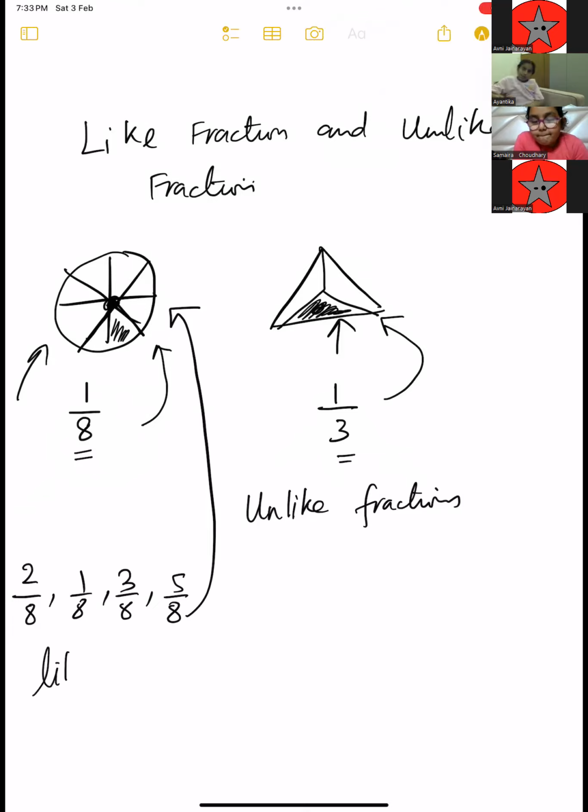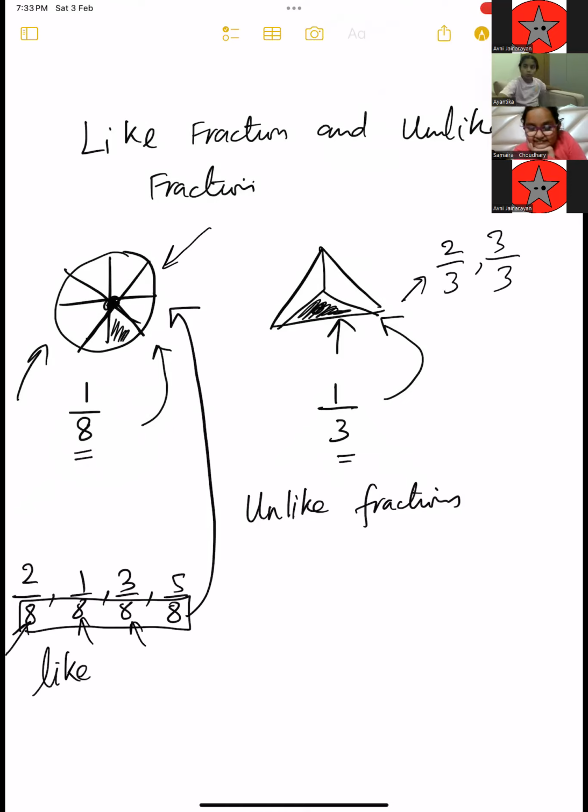It's all like fraction because they are part of the same fraction. Every denominator is same. It is all divided into 8 equal pieces. Can you give me some examples for this? A like fraction for 1/3? 2/3. Yes, and 3/3, which is whole, but correct. So these are like fractions.